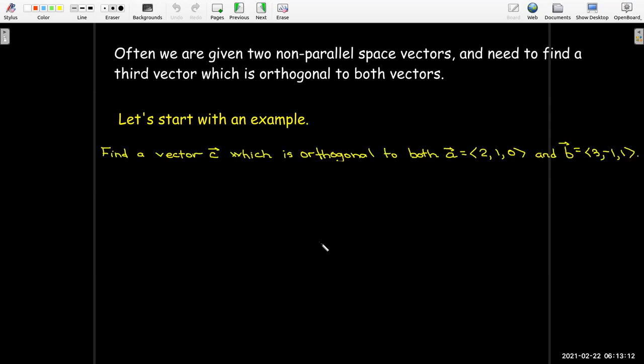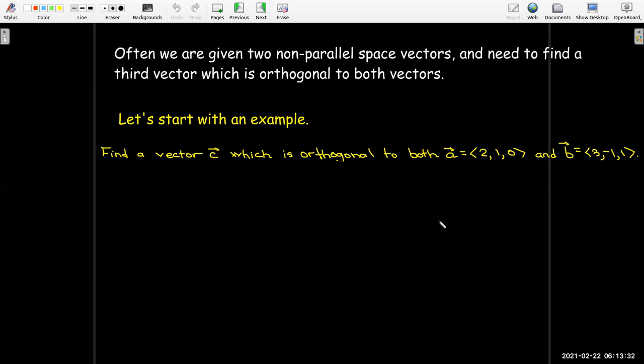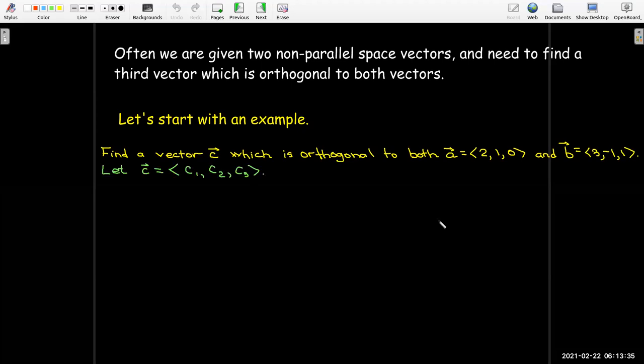Suppose I have two vectors, A, with components 2, 1, 0, and my vector B with components 3, -1, and 1. And I'm trying to find a vector C, which is orthogonal to both A and B. Well, remember, in terms of the dot product, orthogonal means the dot product is going to be 0. So let's call the components of C, C1, C2, and C3.